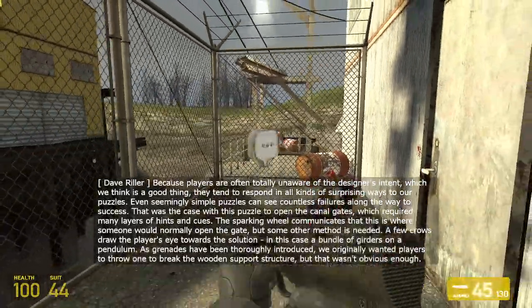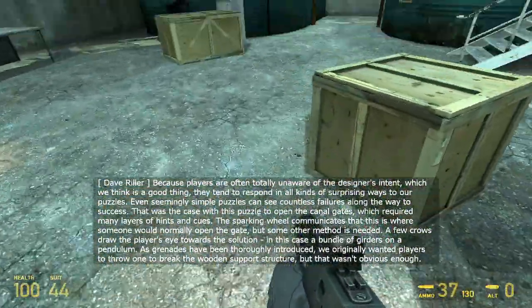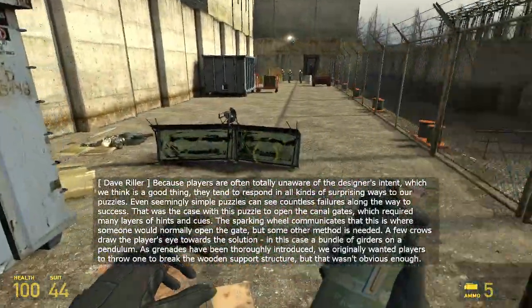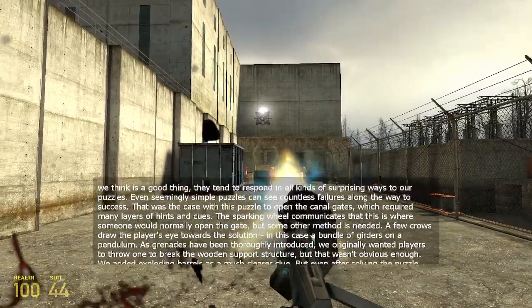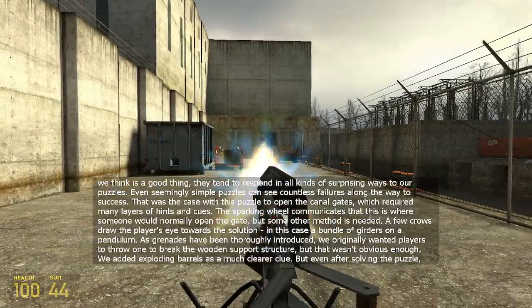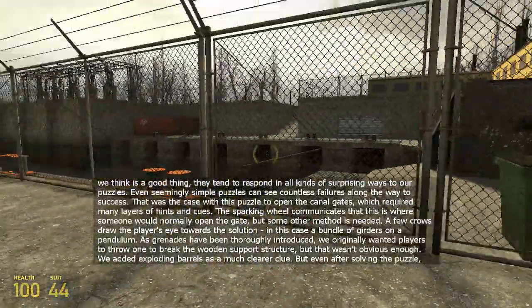Puzzle layers. Because players are often totally unaware of the designer's intent, which we think is a good thing, they tend to respond in all kinds of surprising ways to our puzzles. Even seemingly simple puzzles can see countless failures along the way to success. That was the case with this puzzle to open the canal gates, which required many layers of hints and cues.